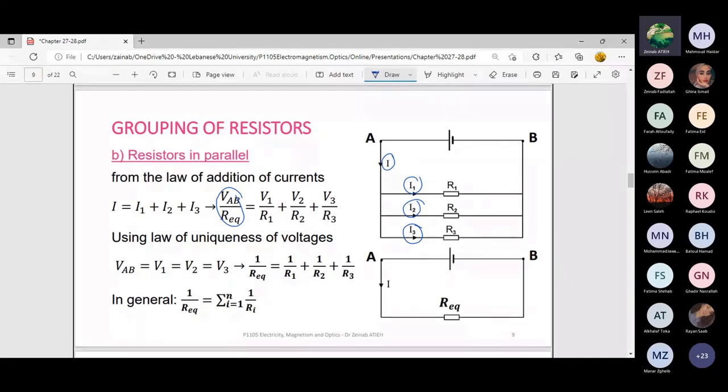I1 is equal to V1 over R1. I2 is equal to V2 over R2. And I3 is equal to V3 over R3. Okay, so using the law of uniqueness of voltage, VAB is equal to V1, equal to V2, equal to V3. So I can get rid of these. I will get 1 over R equivalent equals 1 over R1 plus 1 over R2 plus 1 over R3. So this is for grouping of resistors in parallel.